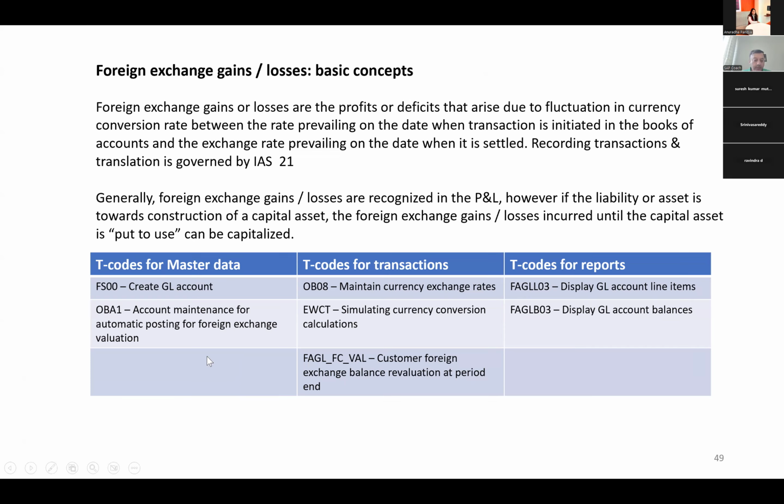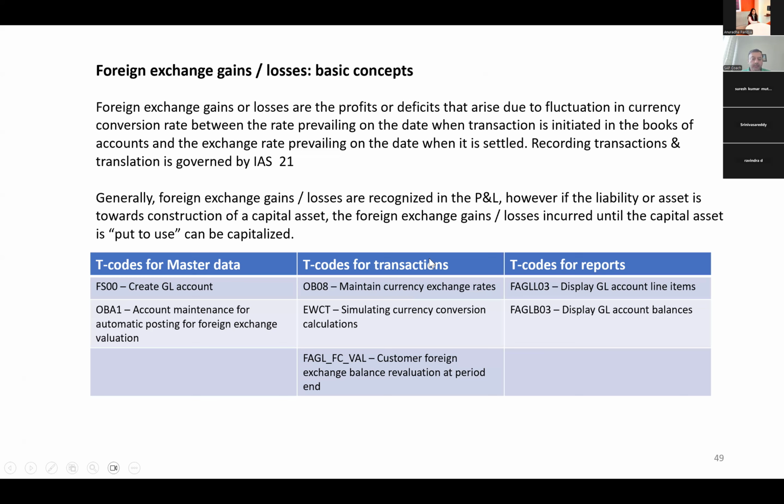Then OBA1 is the T code in which we define these automatic postings. When the settlement process is done or when the revaluation is done, the system is going to pick the accounts automatically. And how does it pick automatically? Because I do one setting in OBA1. I'm going to show you that screen, and then we can learn from that screen, OBA1.